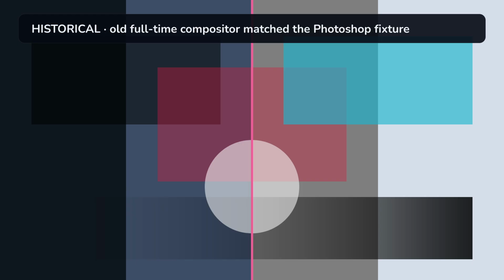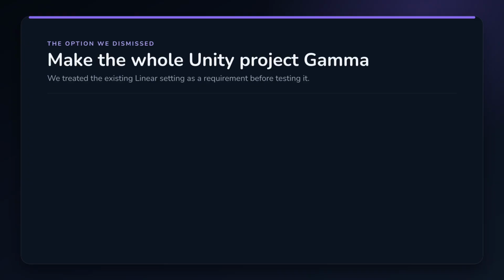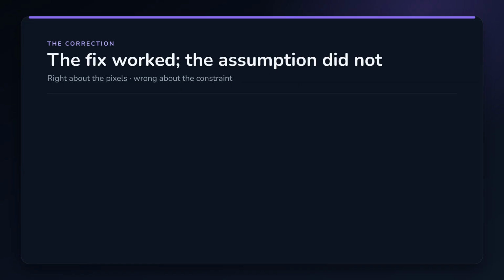The fix worked. Then, just before recording this episode, we tested the option we had dismissed, switching the project to Gamma. The artwork still looked right. Most screens could render directly. Gamma solved the color, but removing the now unnecessary always-on compositor exposed three other dependencies.